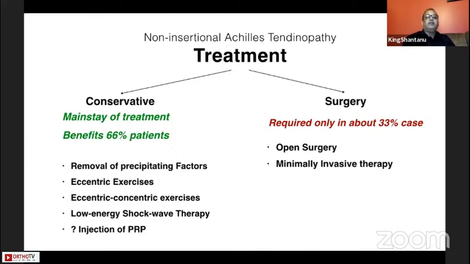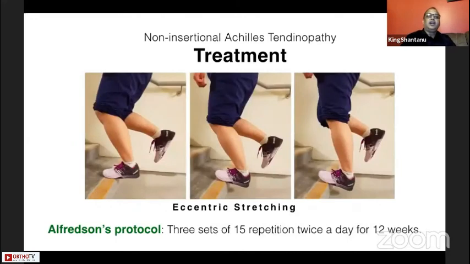So let's talk first of the eccentric stretching exercises. Something called the Alfredson protocol is there, in which the patient is asked to perform exercises as shown in the figure, and 3 sets of 15 repetitions twice a day for 12 weeks is done. It is found to be very useful.